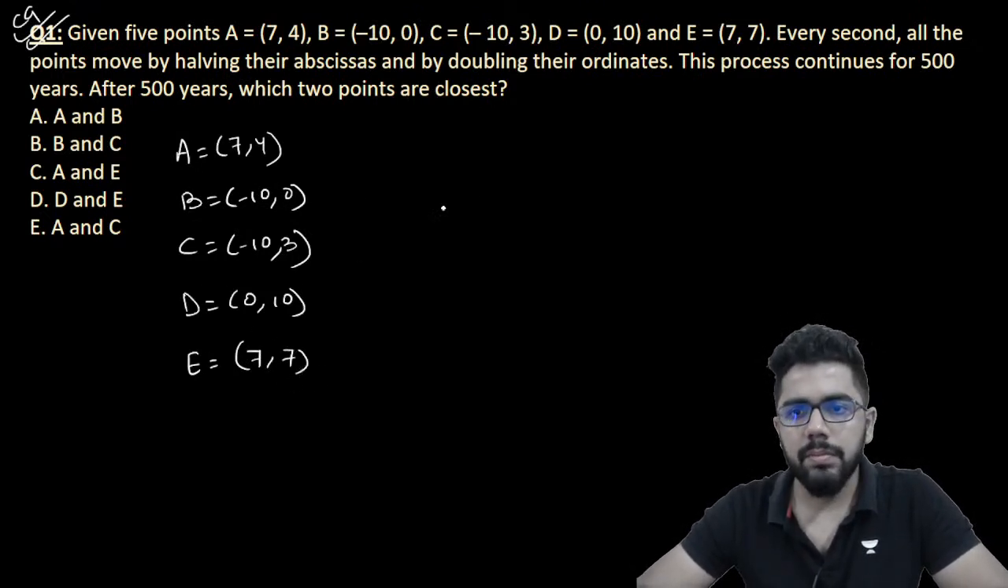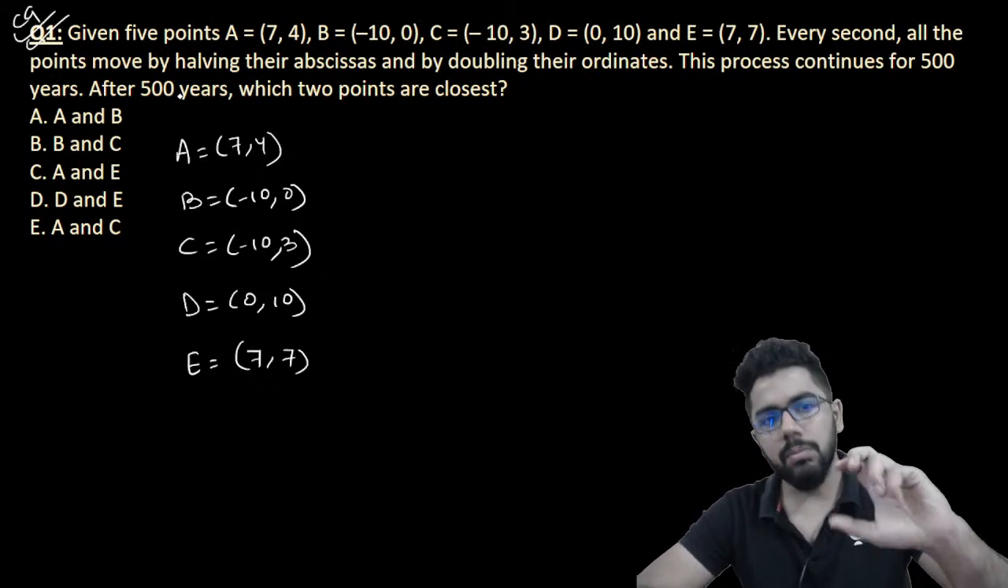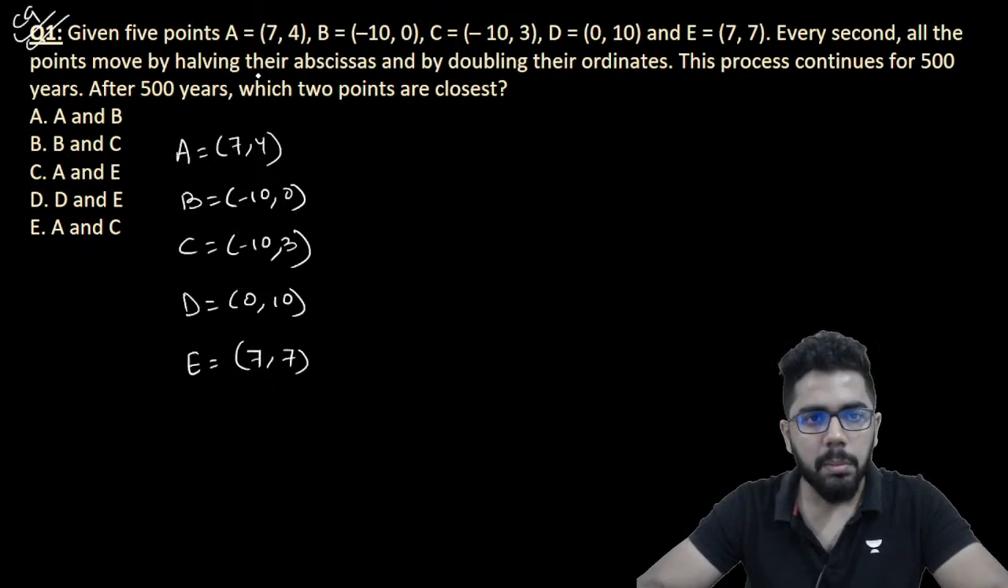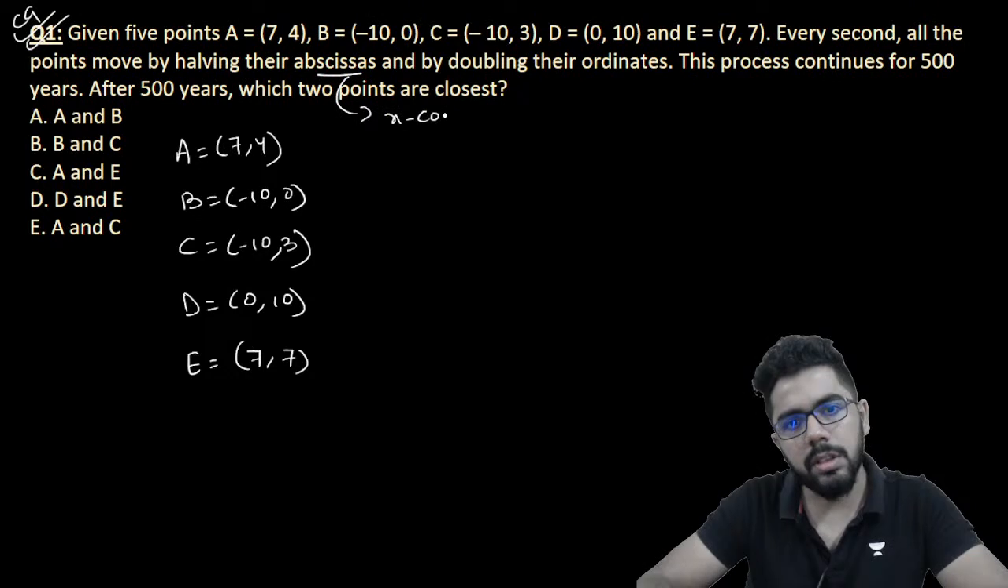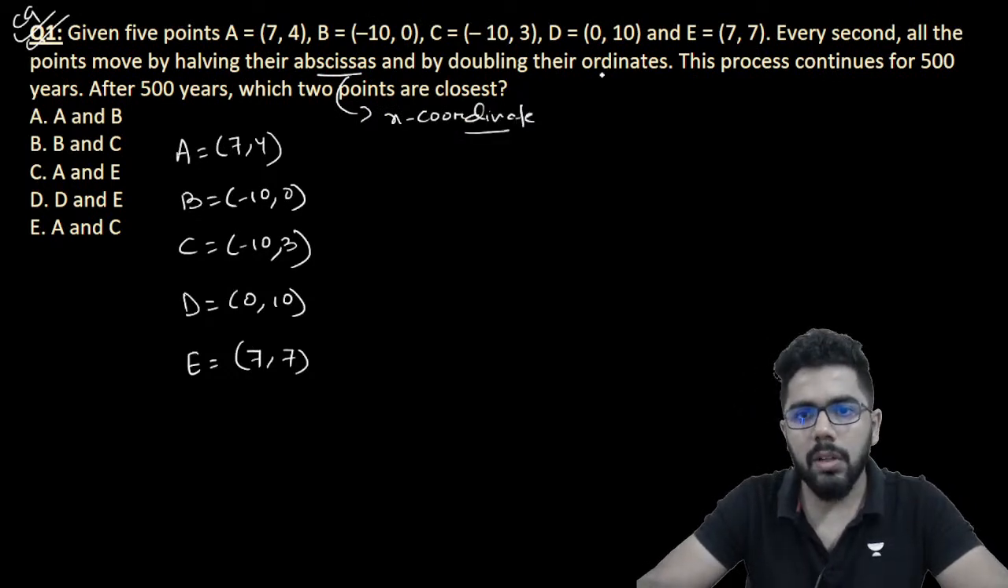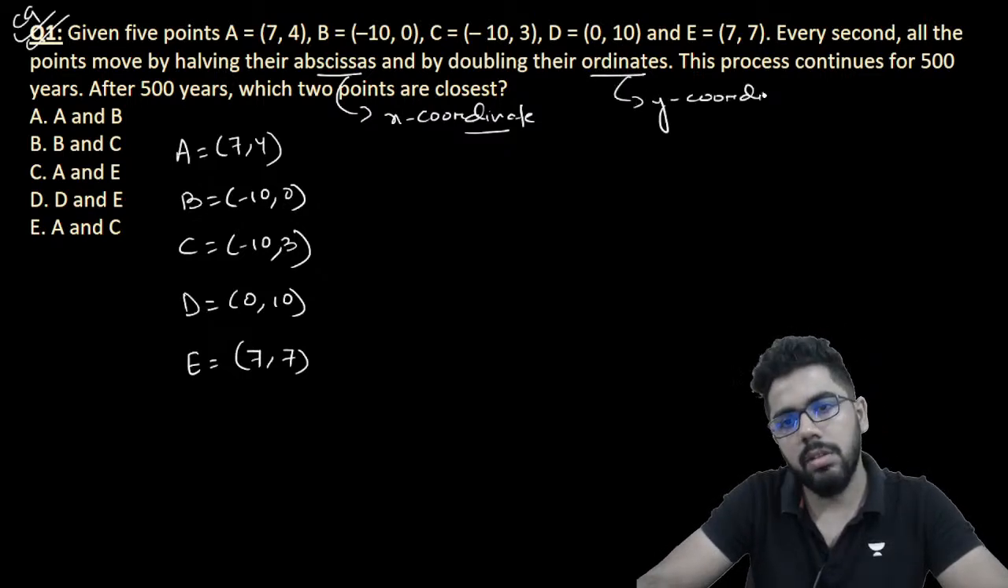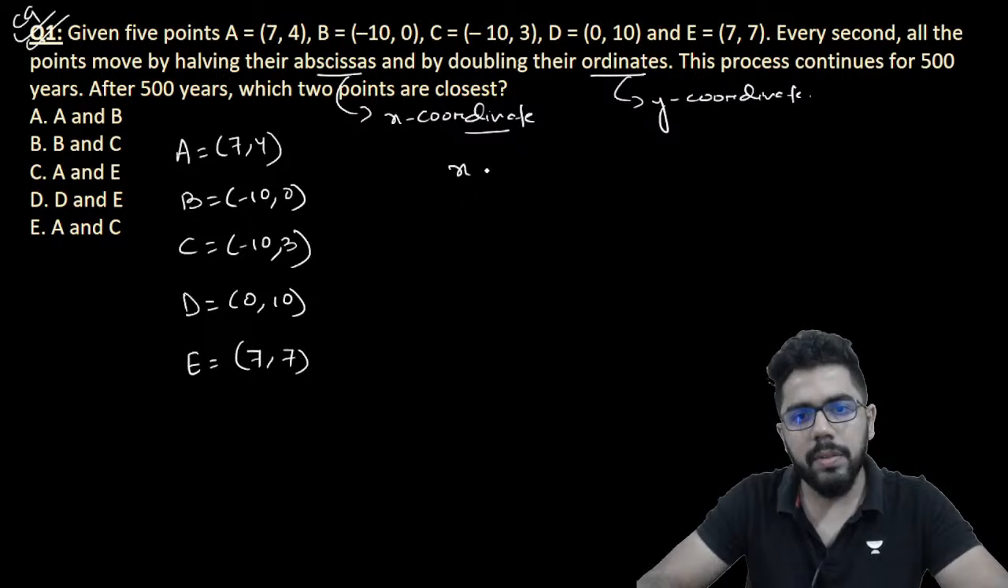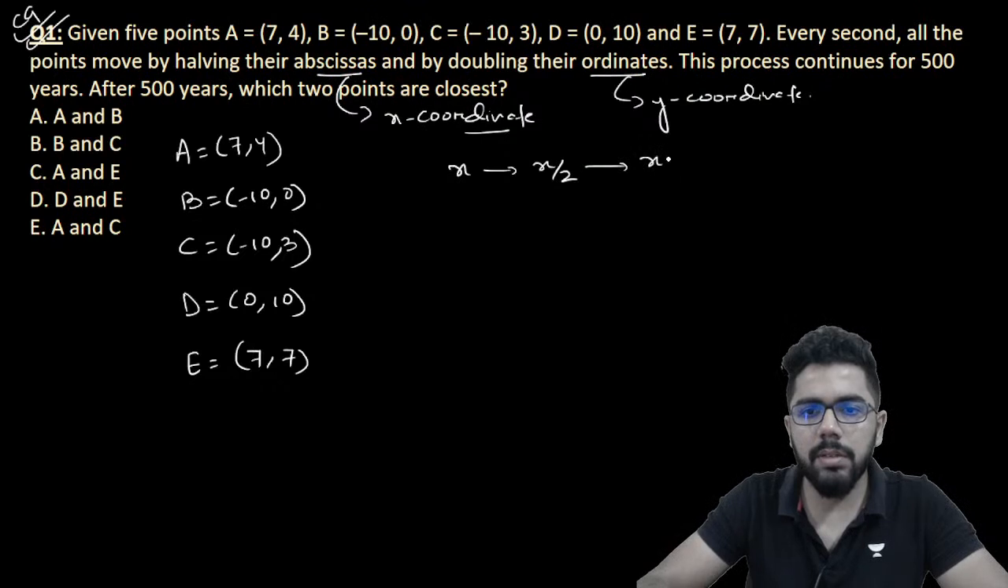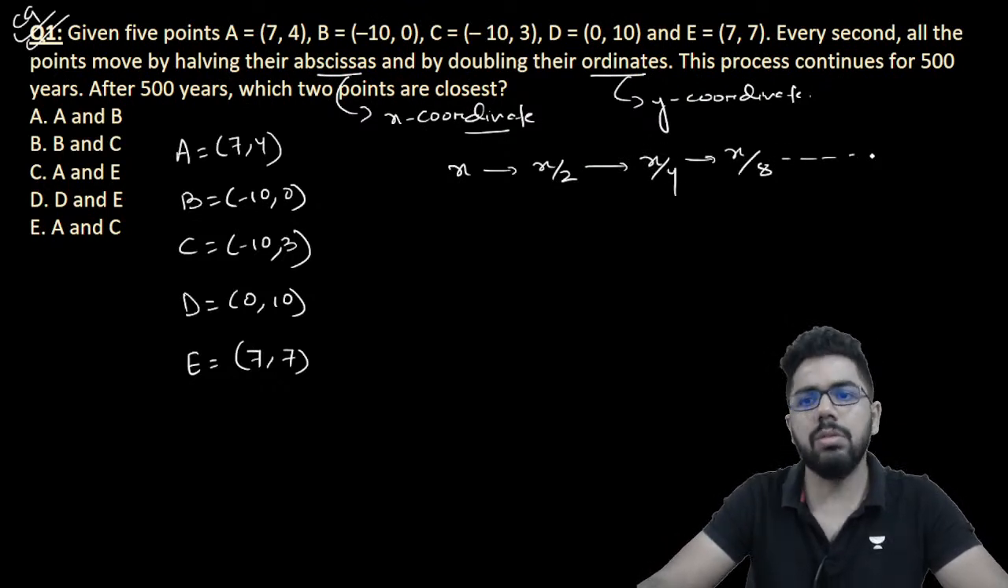5 points are given. What is happening is every second the points are changing, or they're moving. How are they moving? By halving their abscissas (abscissa means x coordinate) and doubling their ordinates (ordinate means y coordinate). That means every second the x coordinate becomes x by 2, then x by 4, then x by 8, and so on. It goes on like this.